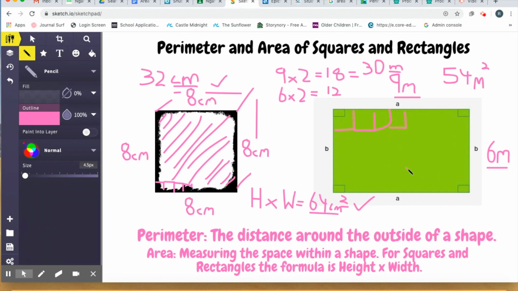So just to recap, perimeter, the outside of a shape. What do I have to add up or times together to make the distance around the outside? Area is calculating or measuring the space within a shape. And for rectangles and for squares, we follow that really easy formula of height times width. And we include our unit in our answer. And whenever we're doing a 2D shape, our answer is always squared.